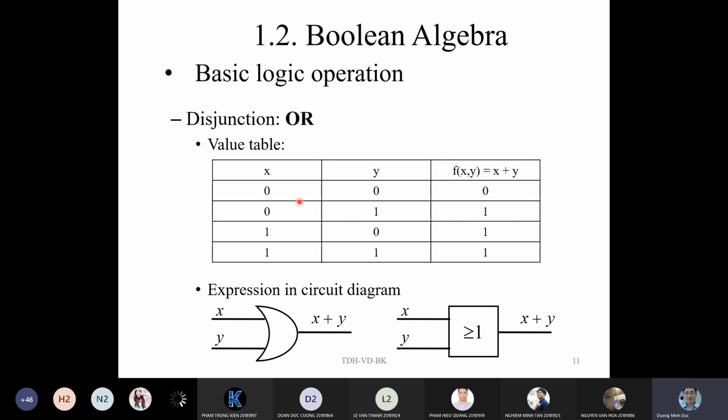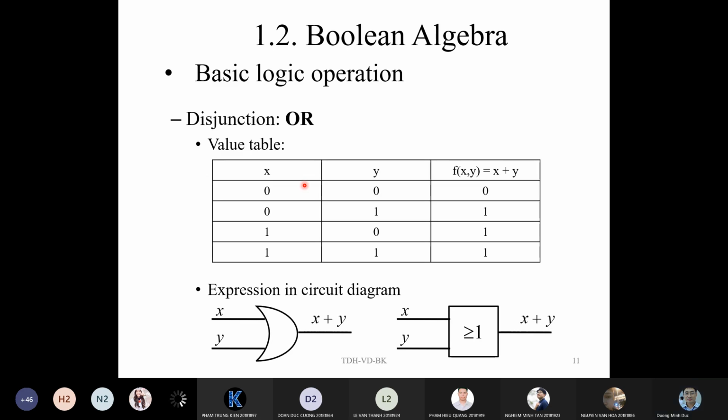Please remember, the disjunction of two variables only equals 0 when all of the variables are 0.